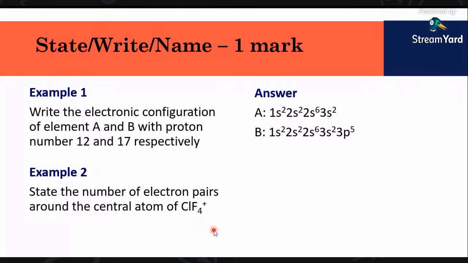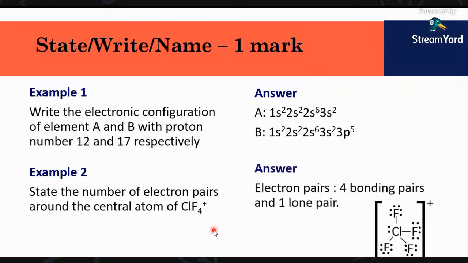State the number of electron pairs around the central atom of ClF4+. For this question, firstly, you have to draw the Lewis structure, although it's not required in the question. As you can see, when the question requires you to state, you don't just state; you introduce your answer by saying electron pairs: 4 bonding pairs and 1 lone pair for this particular structure. You have to be very specific with your answers, although it's a state or a name or a write question. In order to get your full marks, it's better for you to write this way. Note what is asked in the question and answer accordingly.